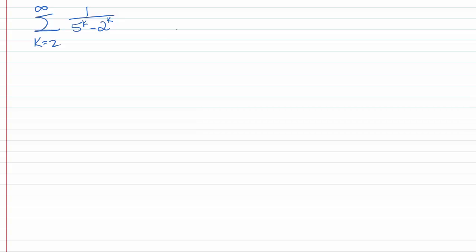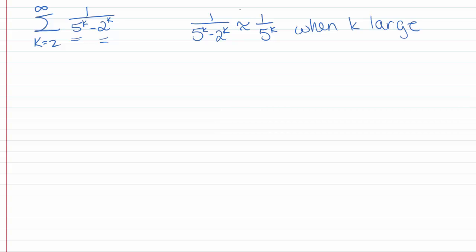And then what happens when k is large? What do we want to compare this to? Well, the 5 to the k is bigger than the 2 to the k. So let's make a guess that 5 to the k is going to be the dominant term when k is large. So let's say 1 over 5 to the k minus 2 to the k is approximately 1 over 5 to the k when k is large. And the way we check if this guess is true or not is that's what we're doing when we take the limit of a to the k divided by b to the k. That's checking whether those actually grow at the same rate.